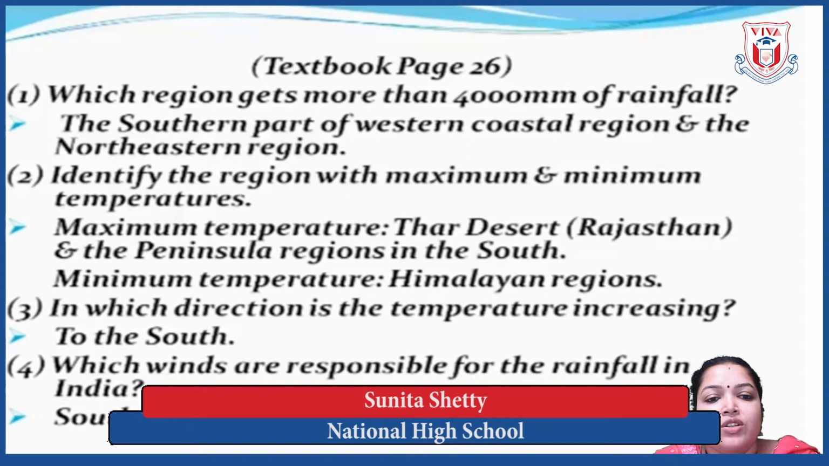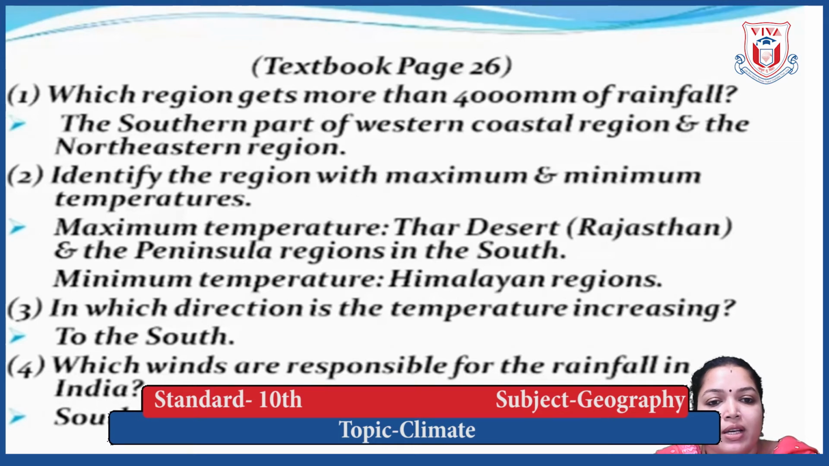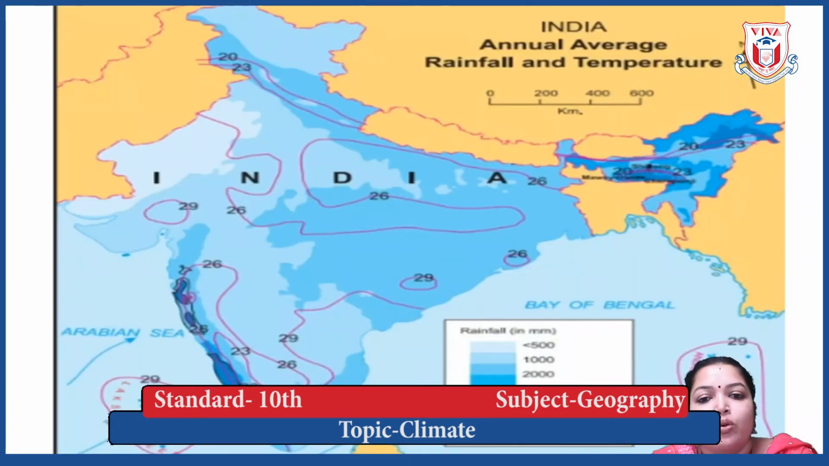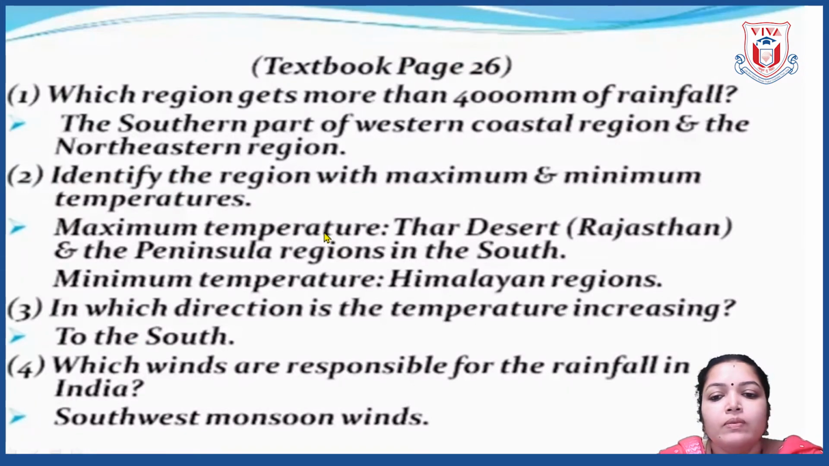And identify the region with maximum and minimum temperature. So, maximum is the desert of Rajasthan and the peninsula region. We can see again how we can come to know the temperature of a region. See students, here this 29, this is the area near Rajasthan, this 23, the different ranges we can come to know from this.